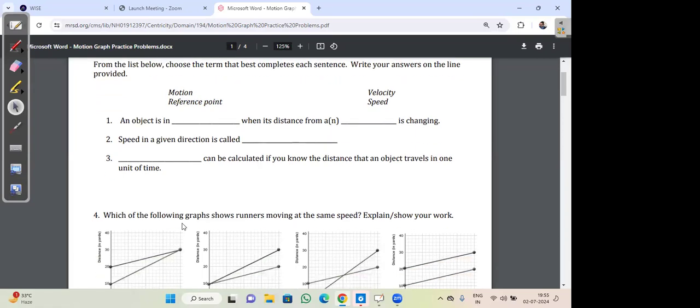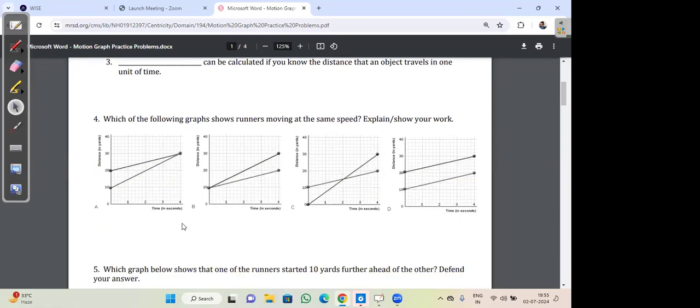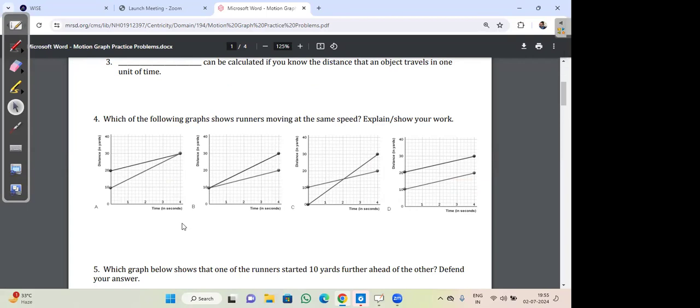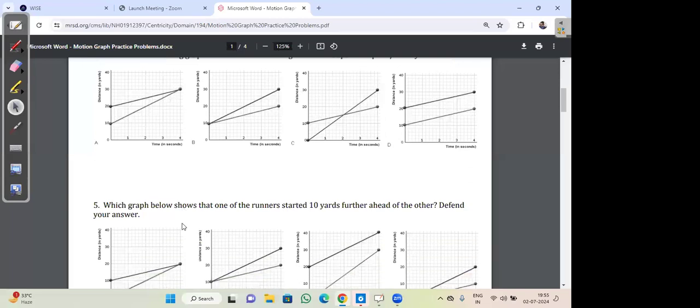Now for question 4, which of the following graphs shows runners moving at the same speed? D, sir. Yes, the graph D shows runners moving with the same speed. As these are distance time graphs, and in a distance time graph the slope gives the speed, graphs with the same slope will have the same speed.